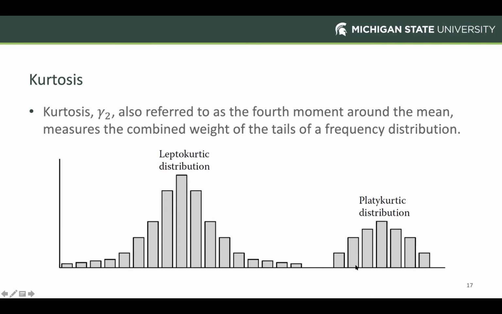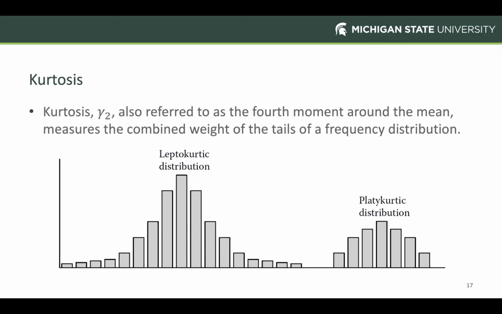And so in the case where we have excess kurtosis or more extreme values than we would expect, we refer to that as a leptokurtic distribution. And in the case where we see fewer extreme values, we refer to that as a platykurtic distribution, okay?